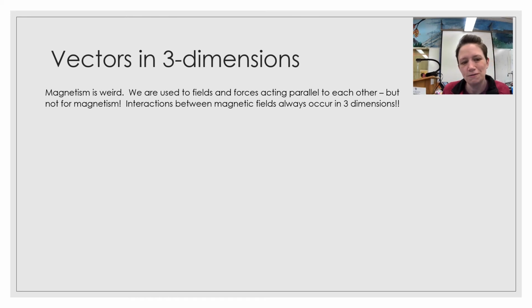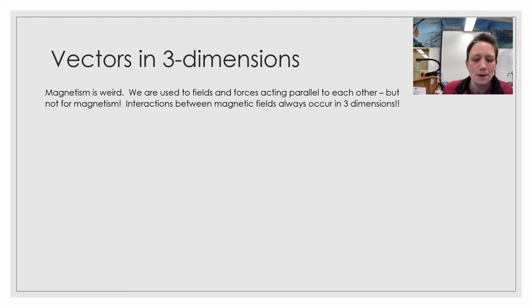We are used to fields and forces acting parallel to each other. In other words, gravitational field is up and down, and when you drop an object, it falls down. Same thing with electric field strength. Whichever way the field is pointing, that's the direction of the force. Magnetism, it actually is not in the same direction as the field. In fact, magnetic interactions always occur in 3 dimensions, which means we can't even draw these things flat on the surface of paper. And we'll talk a little bit about why in class.